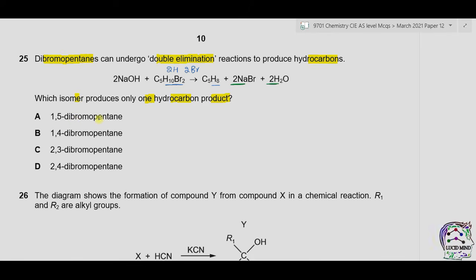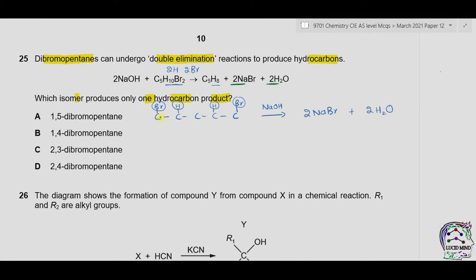First one is 1,5-dibromopentane. In pentane we have 5 carbon atoms in the long chain. On first and fifth carbon we have 2 bromine atoms, so this is 1 bromine, and on fifth carbon this is second bromine. Now bromine is eliminated along with the adjacent hydrogen atom present on adjacent carbon. Similarly, this bromine will be removed along with this hydrogen atom. In the presence of sodium hydroxide, sodium will form NaBr along with these 2 Br, so it will be 2 sodium bromide, and these 2 hydrogen will be removed to form 2 water molecules.